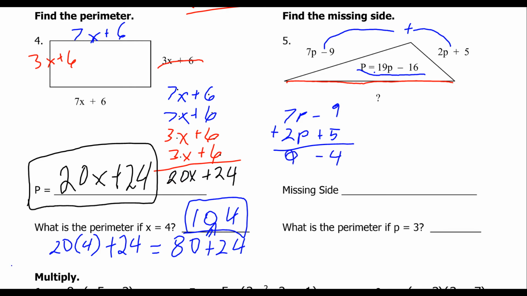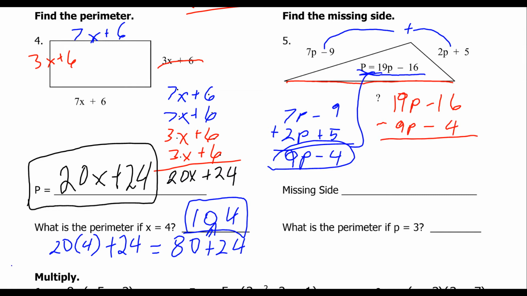7 plus 2 is 9p. Now what we can do is take this and subtract it from that. And that's going to be 19p minus 16 minus 9p minus 4. Negative 16 minus negative 4 is going to be negative 12. 19 minus 9 is 10. So 10p minus 12. The missing side is 10p minus 12.